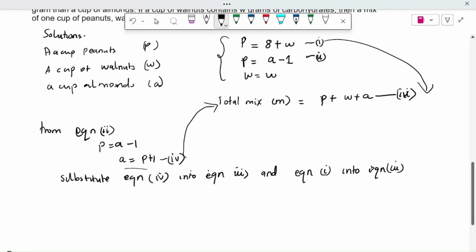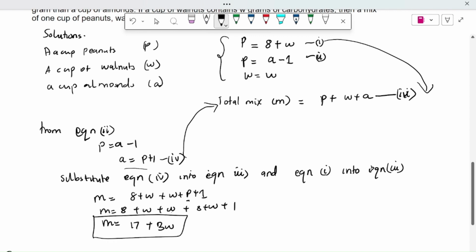So the value of the total mix will be, instead of P, 8 plus omega. Then instead of A, which is P plus 1, we already know the value of P. So 8 plus omega plus 8 plus omega plus 1. So M will be 8 plus 8 plus 1, which is 17, plus omega plus omega plus omega, which is 3 omega. So this will be the value of the total.